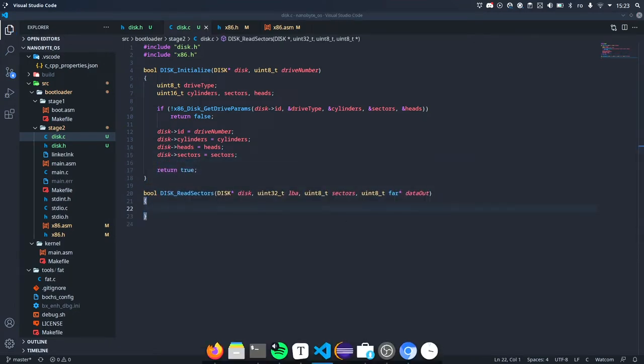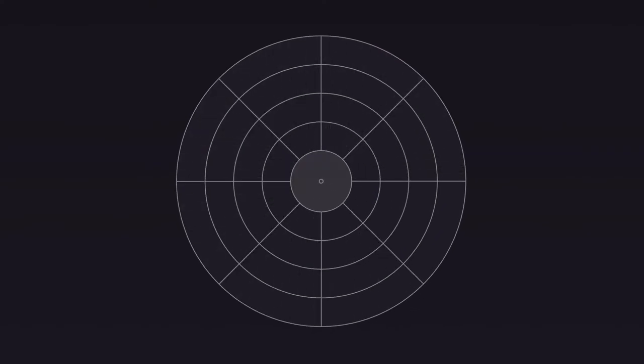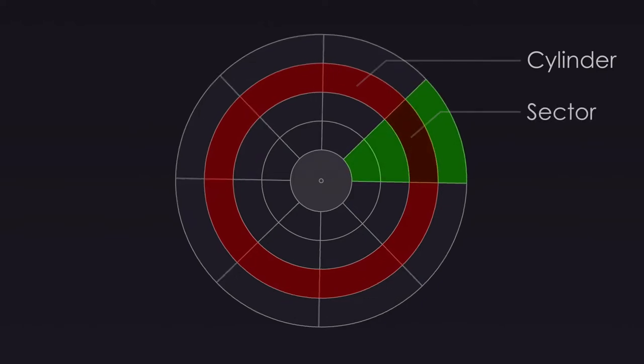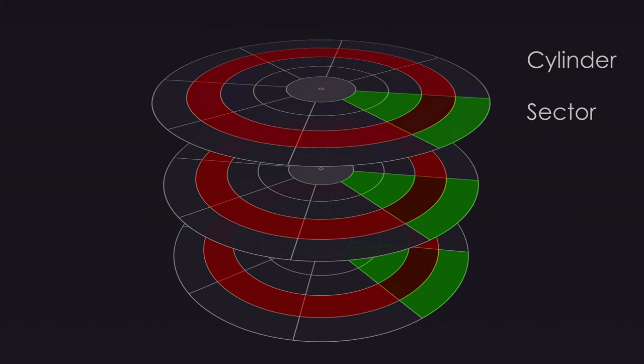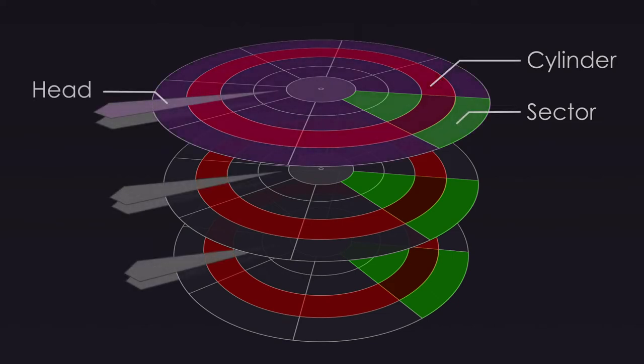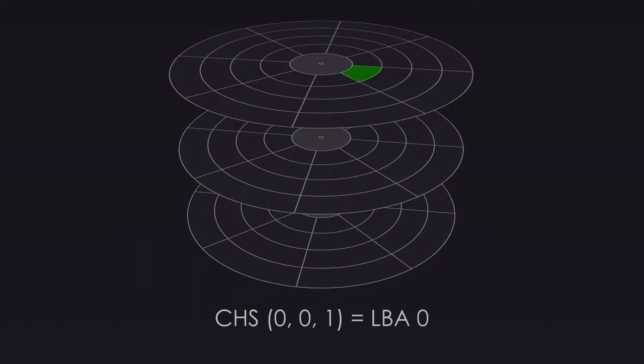When reading from the disk, we prefer to use logical block addressing. This means that we have a single number, which specifies the sector number, which goes from 0 to whatever the disk size is. The BIOS read function expects us to give it three numbers, a cylinder, a head, and a sector. Because of this, we need to implement an LBA to CHS function that performs this conversion.